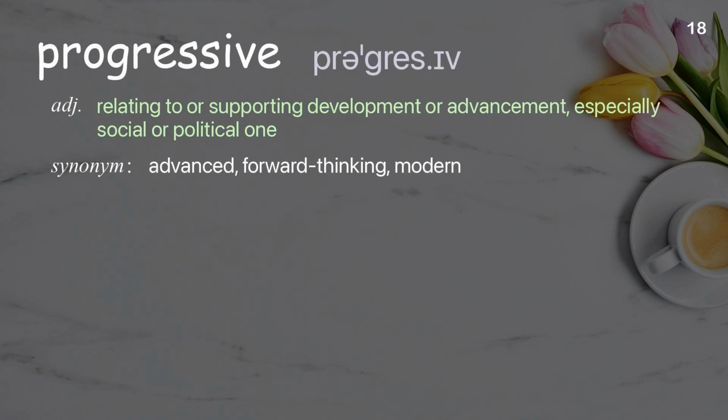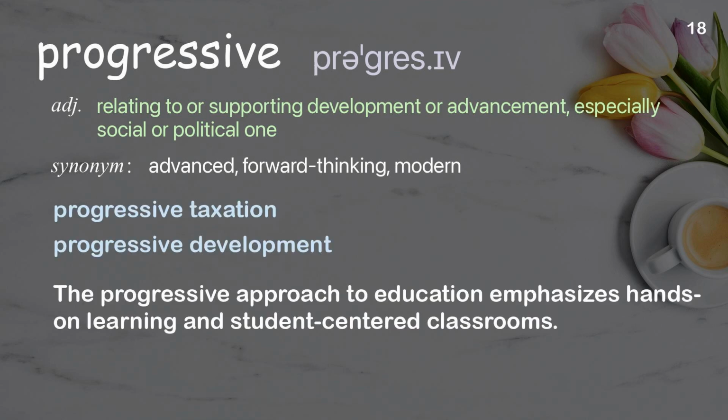Progressive. Relating to or supporting development or advancement, especially social or political one. Examples: Progressive taxation. Progressive development. The progressive approach to education emphasizes hands-on learning and student-centered classrooms.